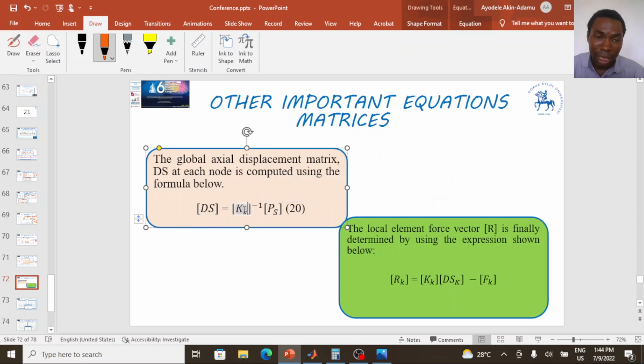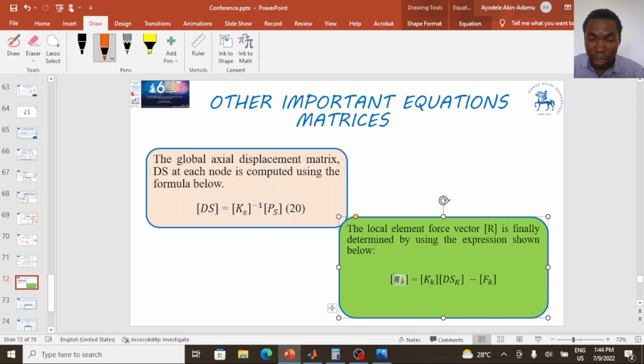This KS is representing our global stiffness matrix. So the inverse of this multiplied by this force vector will give us our displacement. I'm denoting ds as my displacement quantity for our finite element problem. So once we calculate this displacement quantity, we can now compute the reaction component for each finite element.